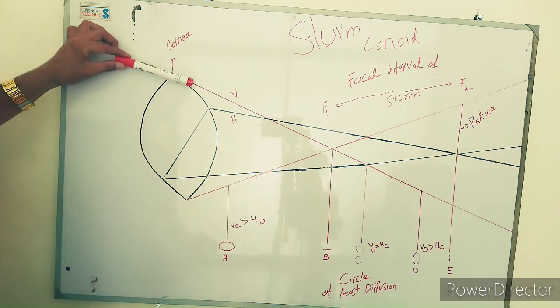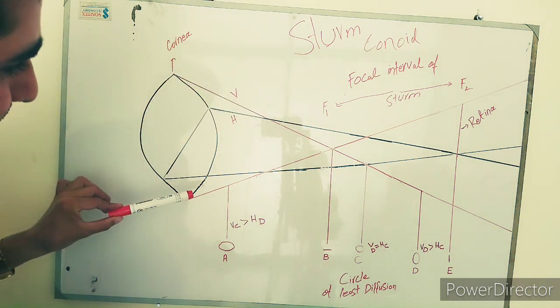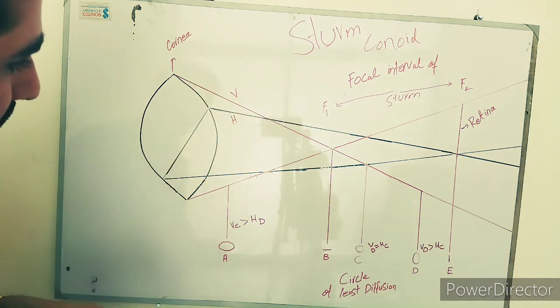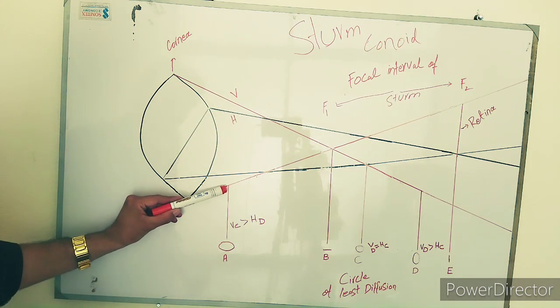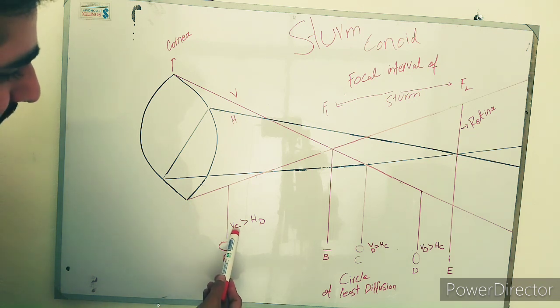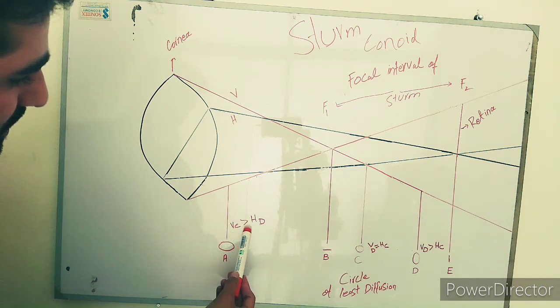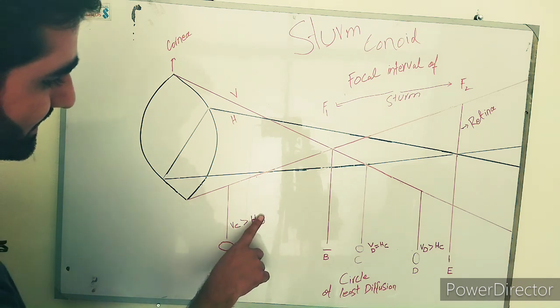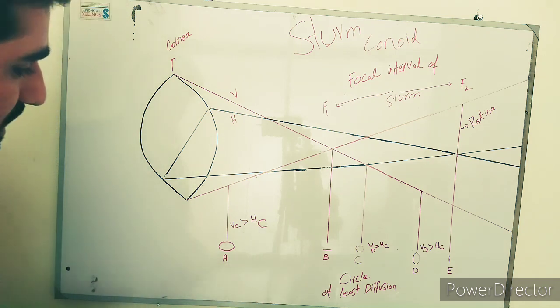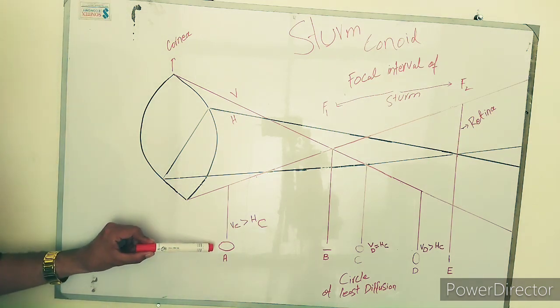Now, you can see vertical rays are converging as well as our horizontal rays also converging. But if we see at point A, vertical rays are much more converging as compared to horizontal rays. You can say vertical convergence is much more as compared to horizontal convergence. Therefore, the image formed at this point will be a horizontal oval.